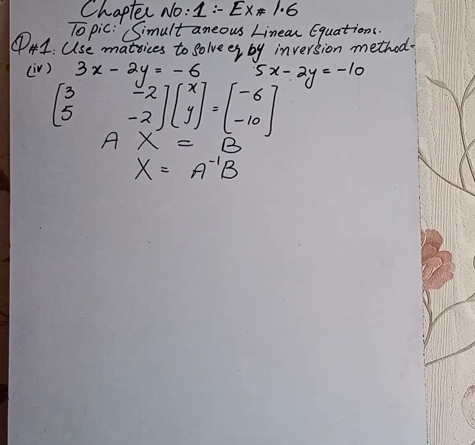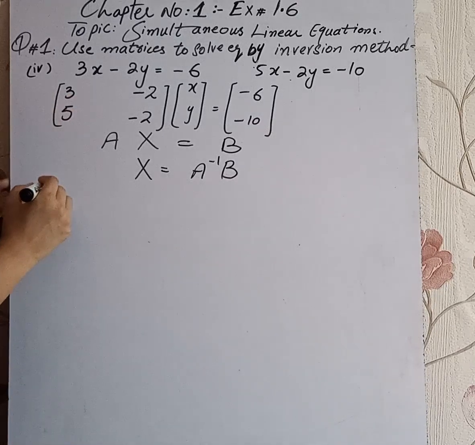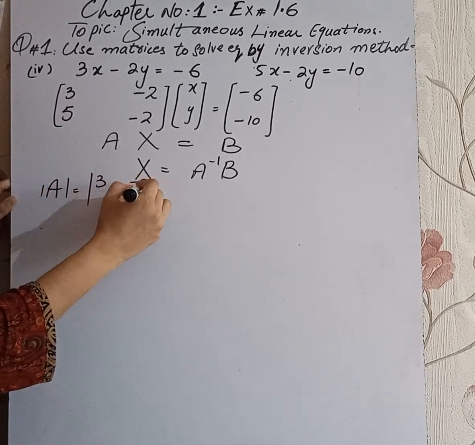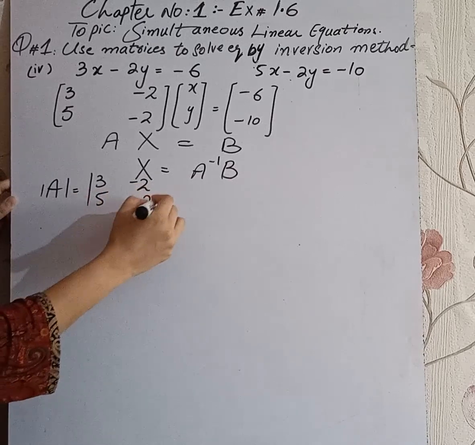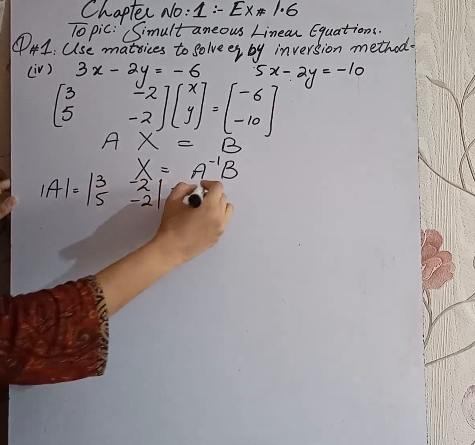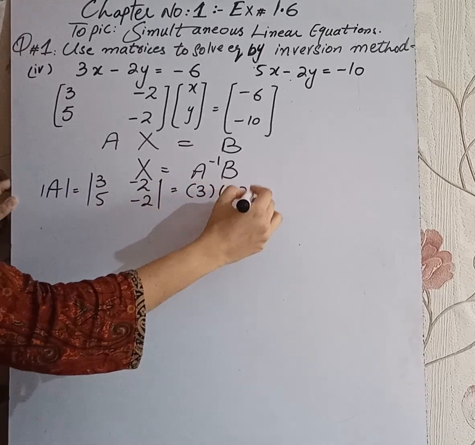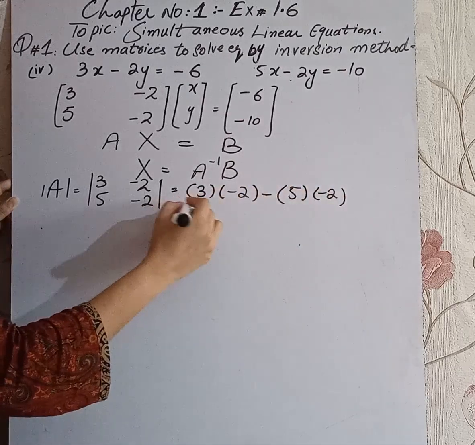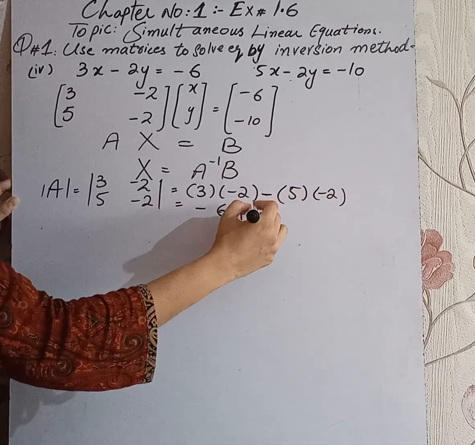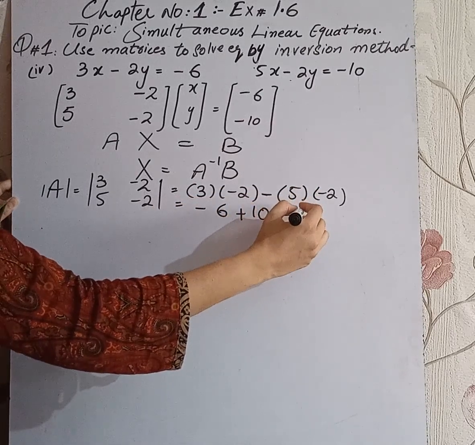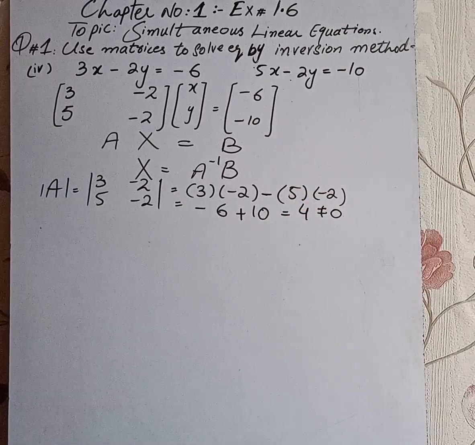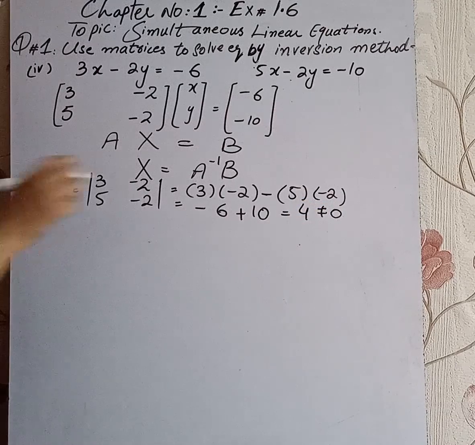For this purpose we'll have to check whether the matrix is singular or non-singular. We'll take the determinant of this: 3 minus 2, 5 minus 2. 5 into minus 2 is minus 6 with the sign of the diagonal entries... minus minus is plus, 5 into 2 is 10. Plus 10 minus 6 is 4, that is not equal to 0. This means this is a non-singular matrix, we can find its inverse. So we'll continue from here.